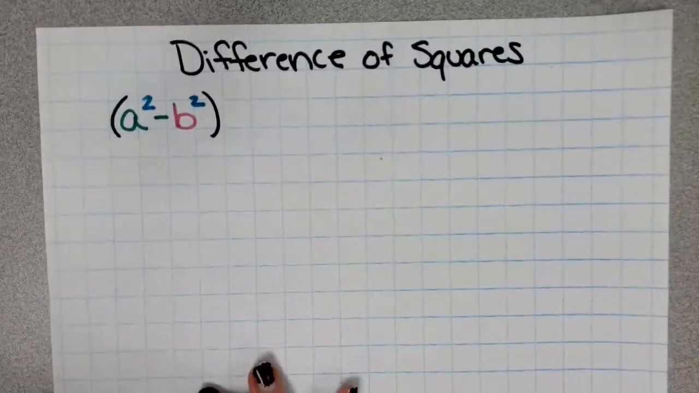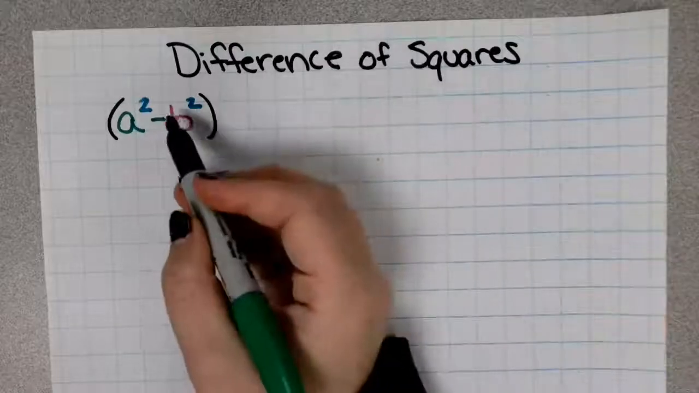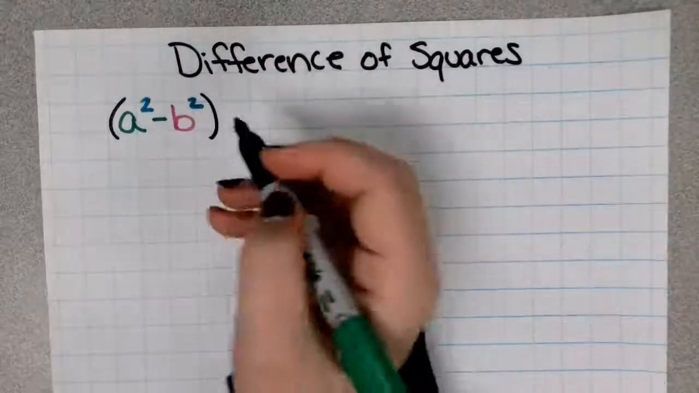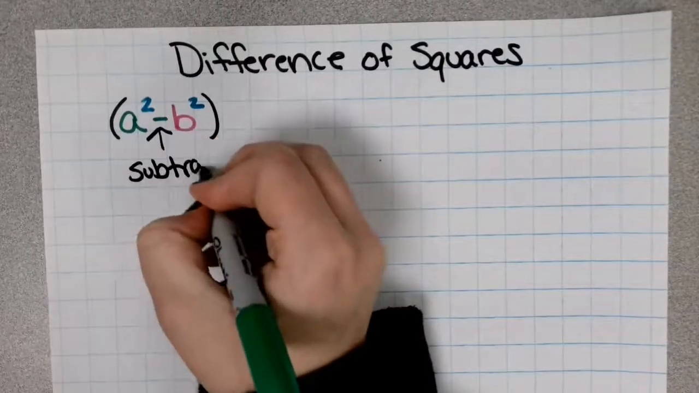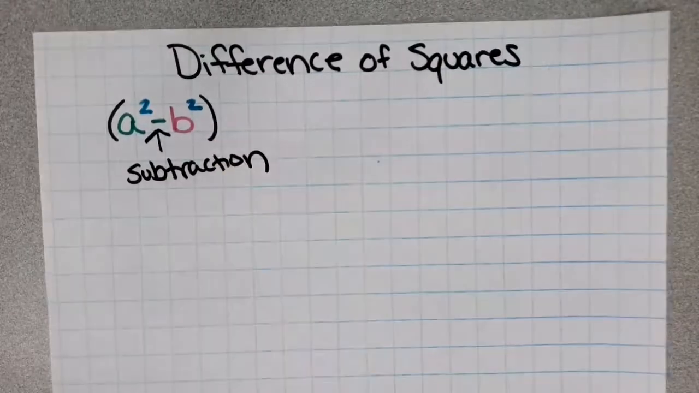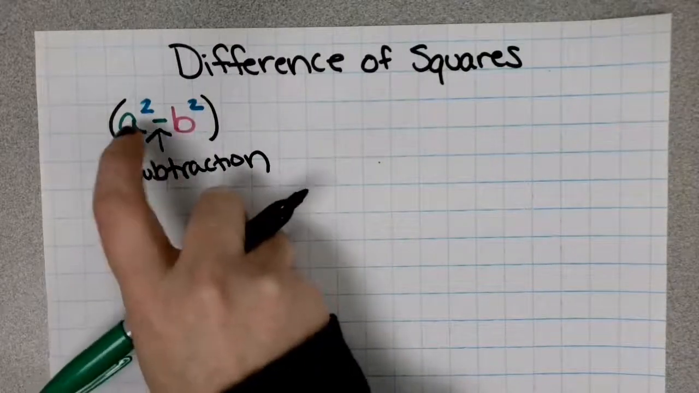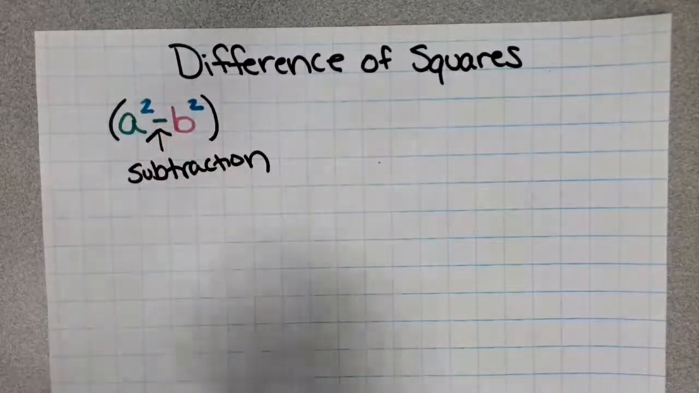In this video, you are going to learn how to factor a difference of squares. Now, difference of squares is going to look like this, and it's exactly the name of it. Difference means subtraction. There has to be a subtraction sign. And then squares mean both of these terms need to be a perfect square, hence the squares.